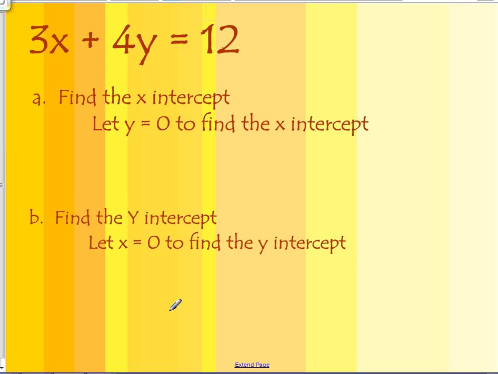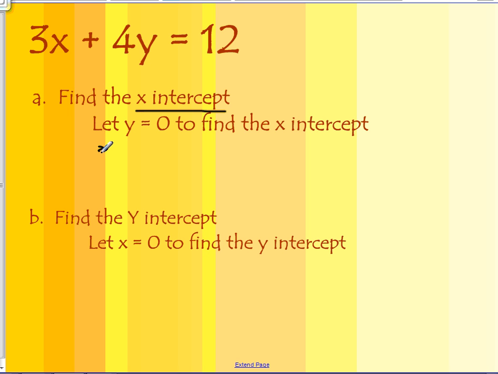graph lines. So if we're given a problem that looks like this, it says 3x plus 4y equals 12. And we want to find the x-intercept and the y-intercept to help us solve this particular equation. So the first thing we need to do is find the x-intercept. And in order to do that, we let y equals 0. So we're going to plug 0 in and solve for x.